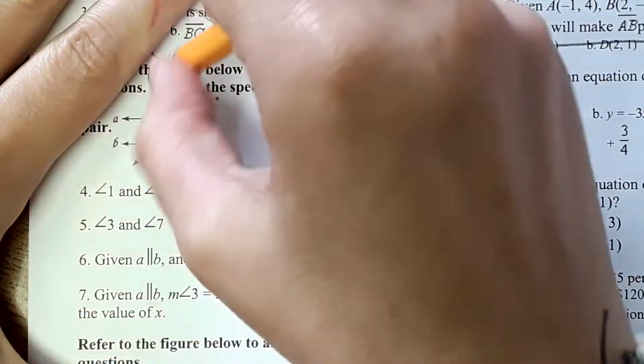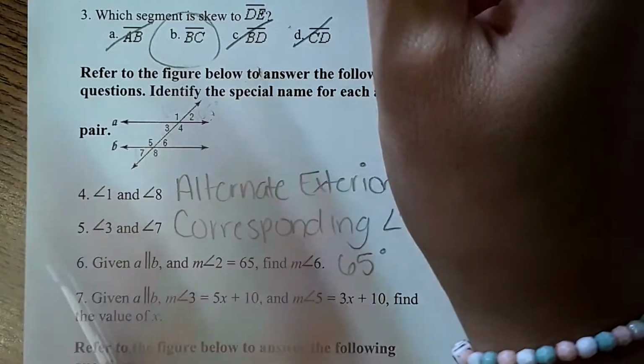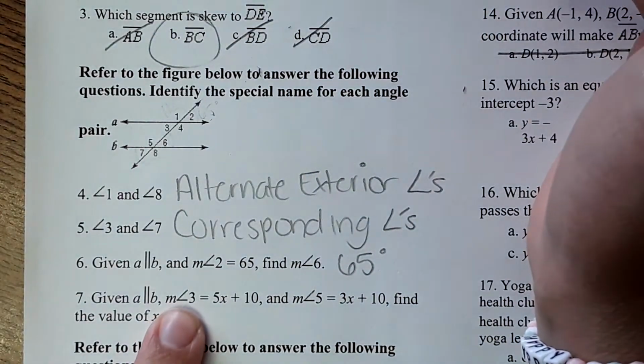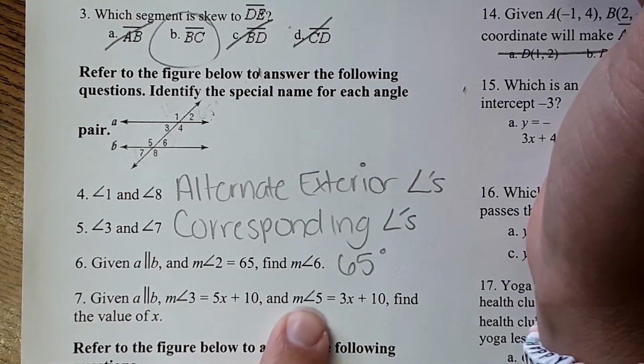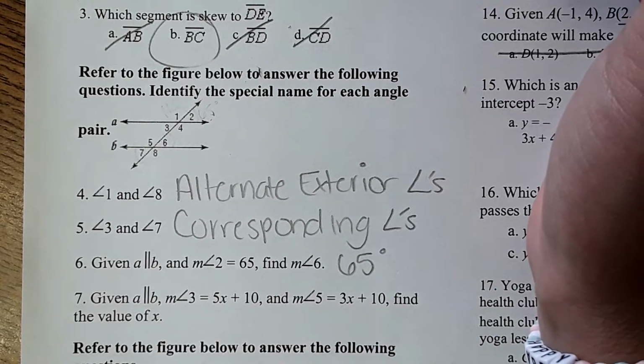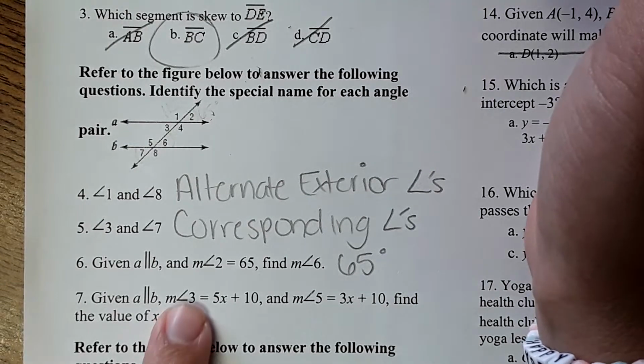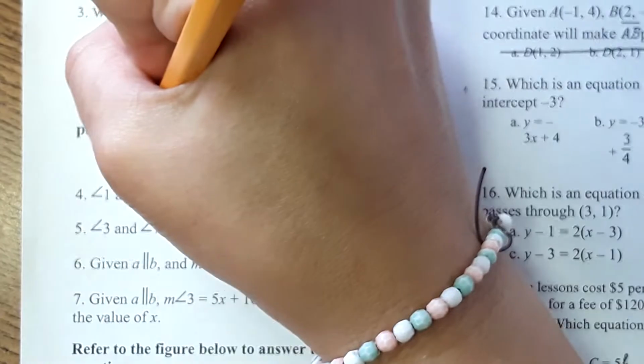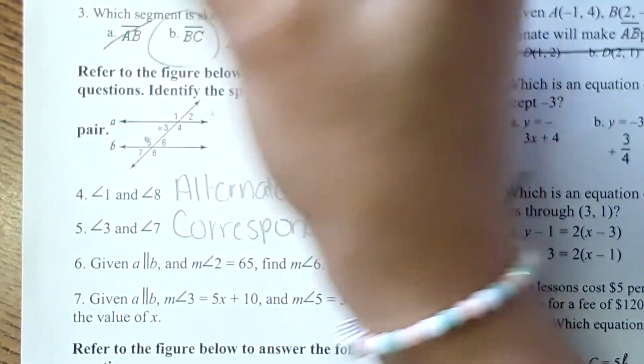Number 7. Number 7 says given the measure of angle 3 is 5x plus 10 and measure of angle 5 is 3x plus 10, find the value of x. So we need to look at the angle relationship here between 3 and 5. So here's angle 3, here's angle 5.